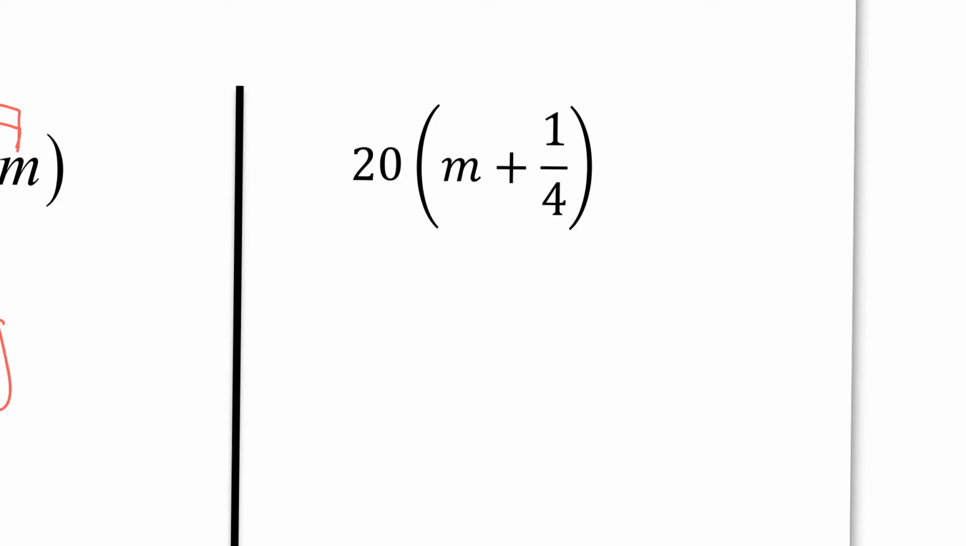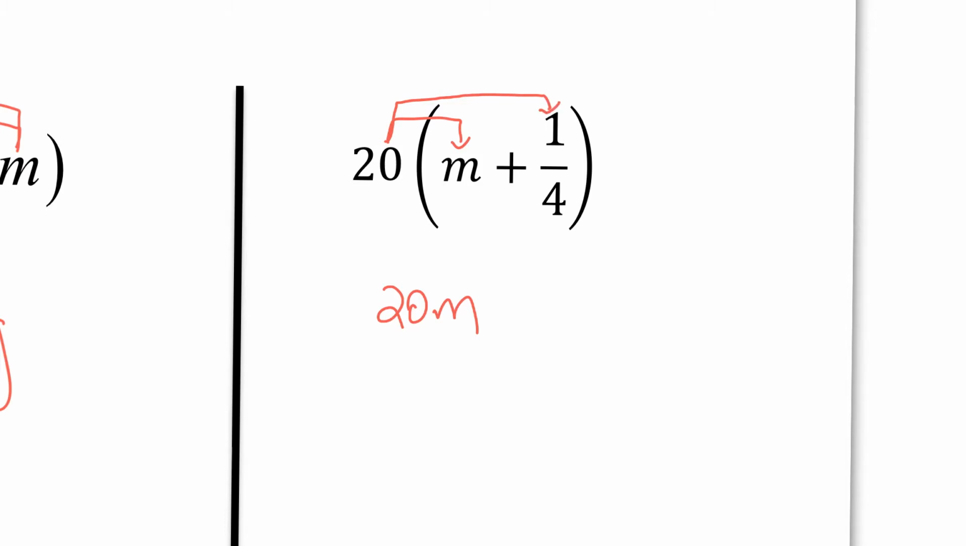So I'm going to show you guys with arrows. 20 times m, that's 20m. You just put it side by side. Notice I don't have the times in the middle, but you guys can really multiply a letter with the number, so you just put them side by side, 20m. And then you guys multiply 20 times 1/4.